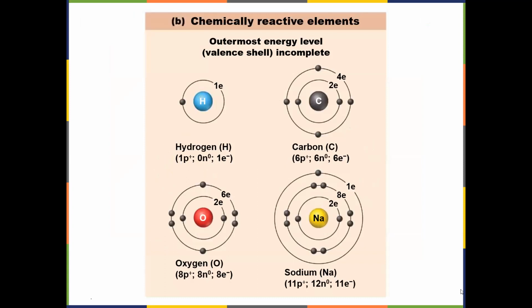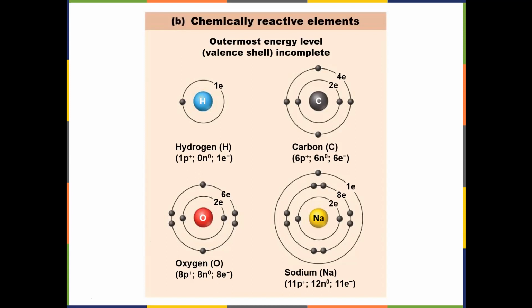Now, here we go. Here are chemically reactive elements. There's hydrogen up in the upper left. 1 electron, 1 proton. The 1 electron is in its outer shell. Its only shell, its only orbital. That's its valence shell. Hydrogen would love to have a second electron there, so it's reactive. Hydrogen is reactive. It will combine with other atoms.